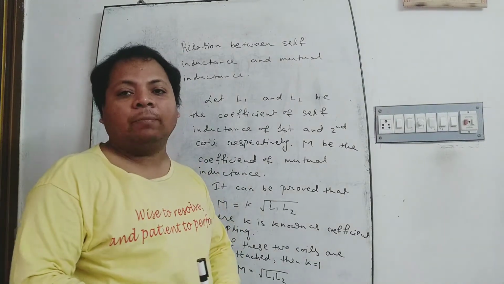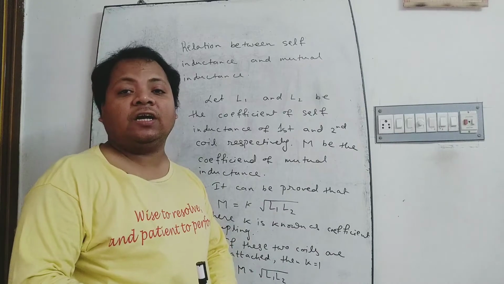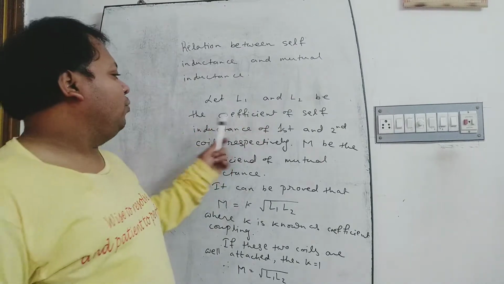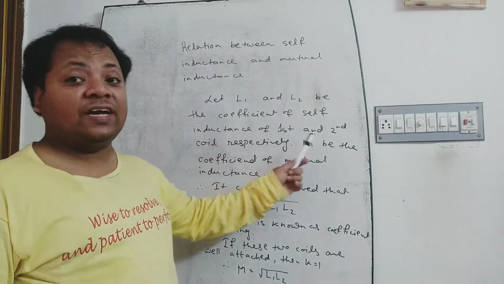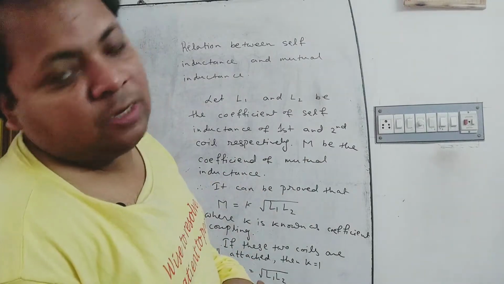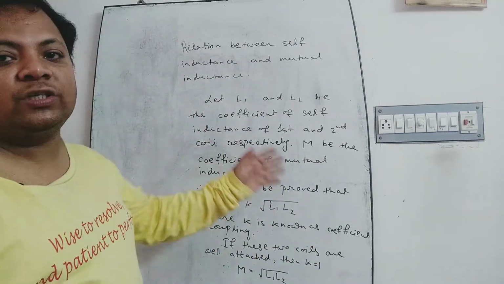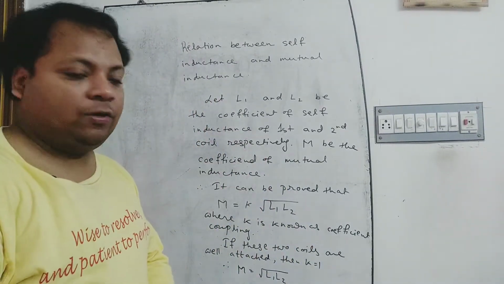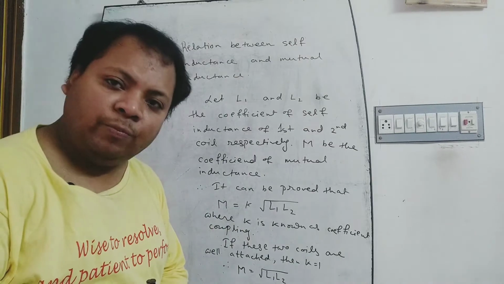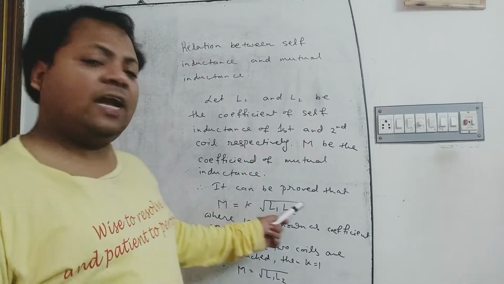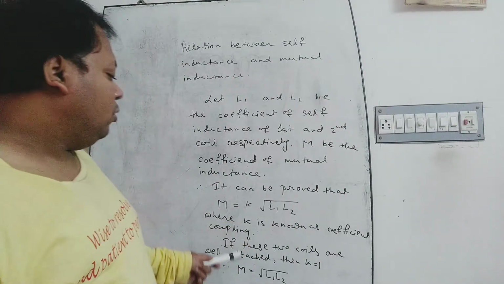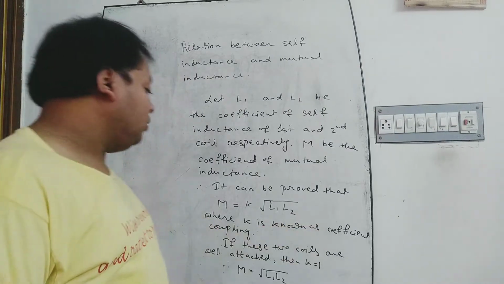Now I shall discuss the relation between mutual inductance and self-inductance. Let L1 and L2 be the coefficients of self-inductance of the first and the second coil respectively, and capital M be the coefficient of mutual inductance between them. Then it can be proved that M is equal to K times the square root of L1 L2, where K is known as the coefficient of coupling.